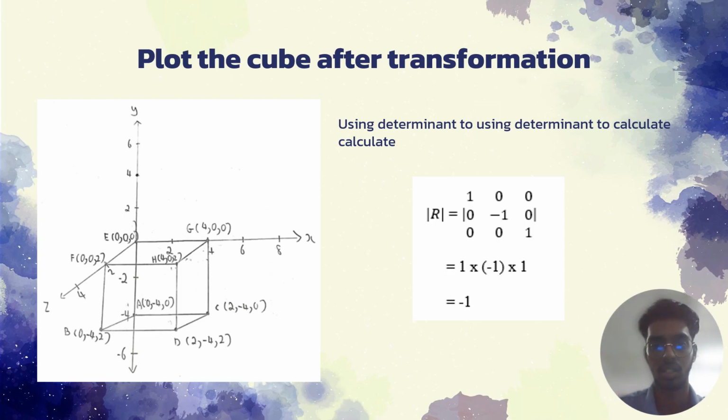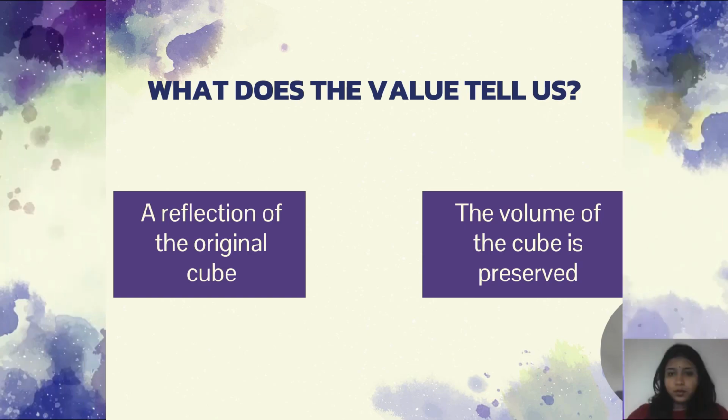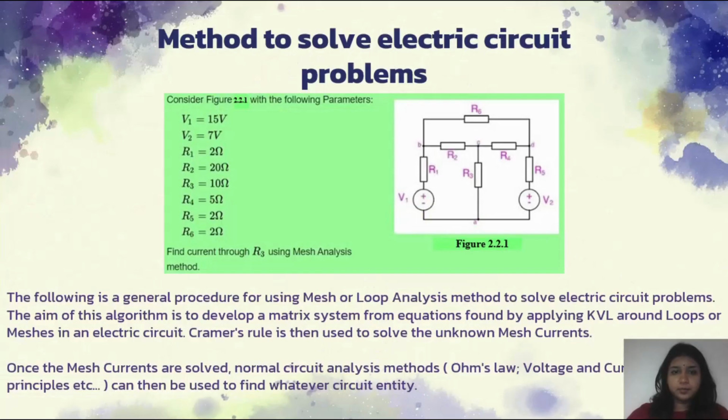So this is how they use determinant in 3D computer graphics. From the value, you can say that it's telling us that the cube is a reflection of the original cube and the volume of the cube is preserved. Now we move to domain 2, solving electric circuit problems.